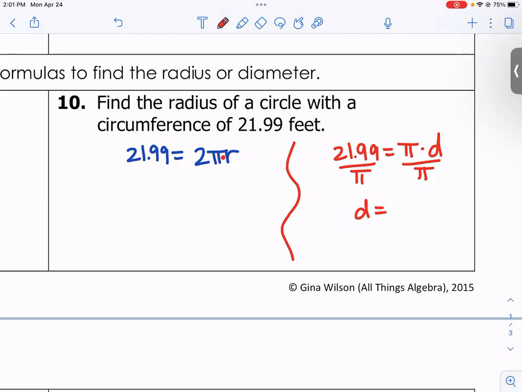7. Is that correct? We would get 7.0. Okay. Now, over here, if I want to get r by itself, how would we do that? We would have to divide by 2 pi.